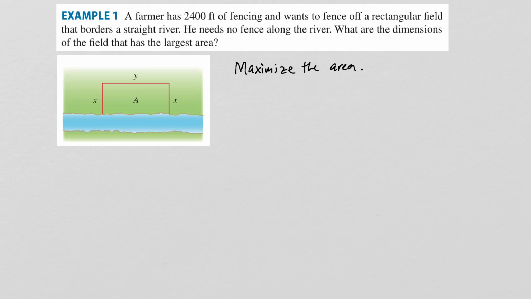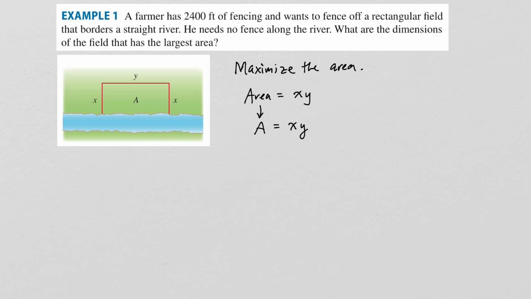Now we should know that the area of a rectangle is one dimension multiplied by the other dimension. And in this case, that is x times y. So I will write area is equal to x times y. And then I like to abbreviate things, and so I'll just refer to the area as capital A. This is the function that we are trying to maximize.